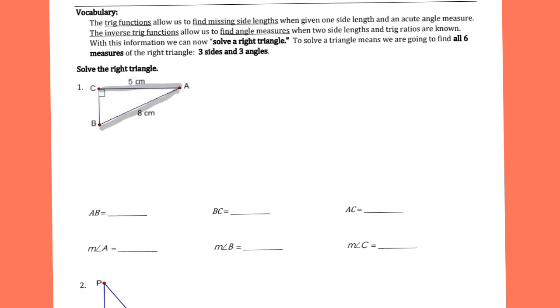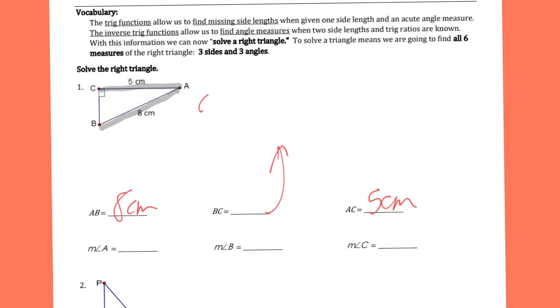So if AC is going to be 5 centimeters, and then AB is going to be 8 centimeters, to find this missing side, we're going to do the Pythagorean theorem to find that third side. So start with, if you know two angles, find the third angle first. Okay, and so in this case, we know two sides, so find the third side.